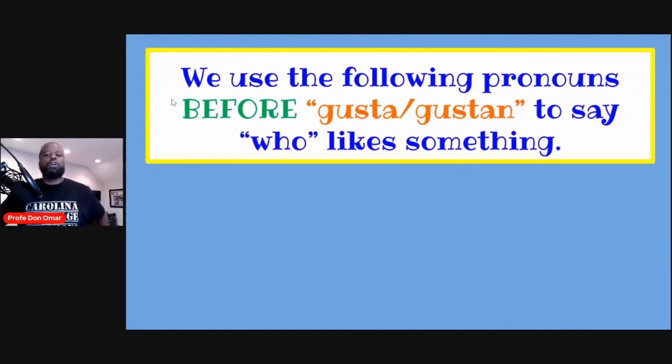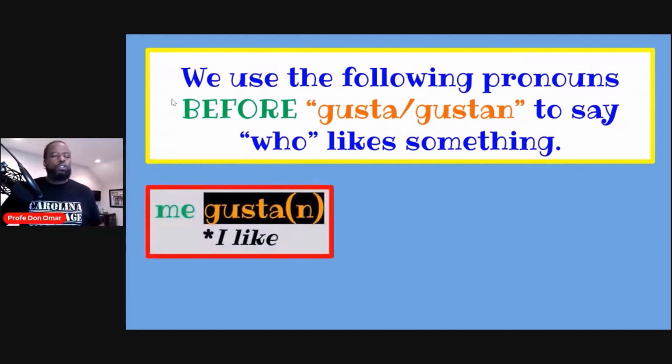All right, so we use the following pronouns. We have to use these in front of gusta or gustan to say who likes something. The first one, me gusta, singular item. Me gustan, plural items, more than one item.